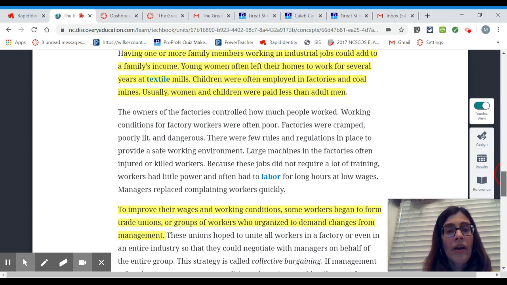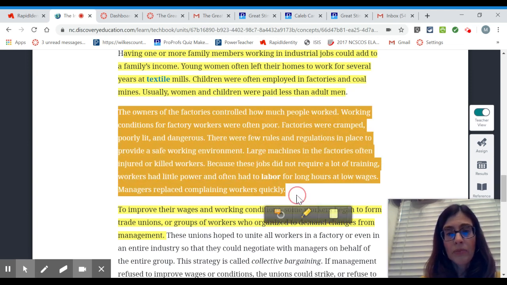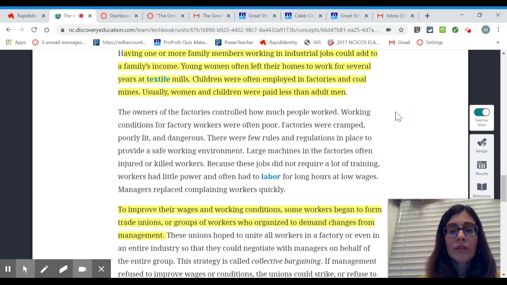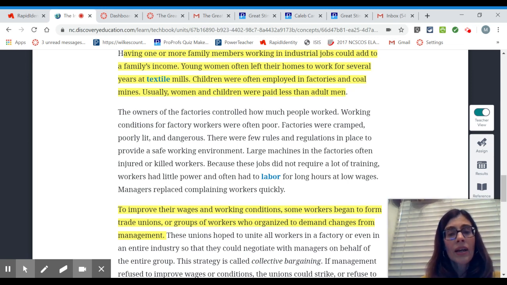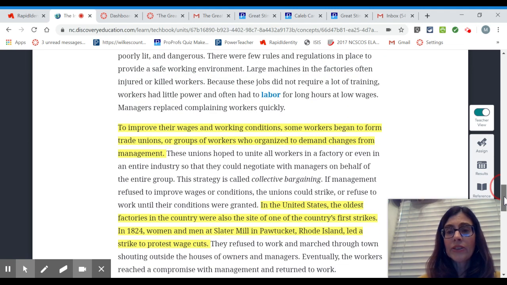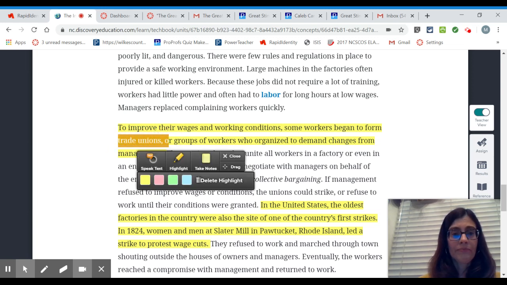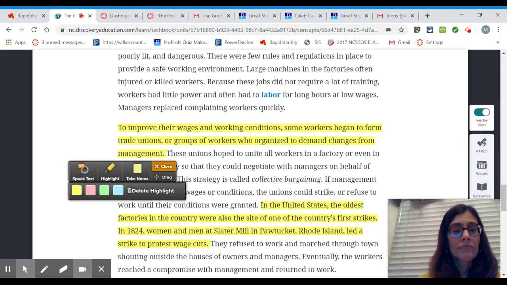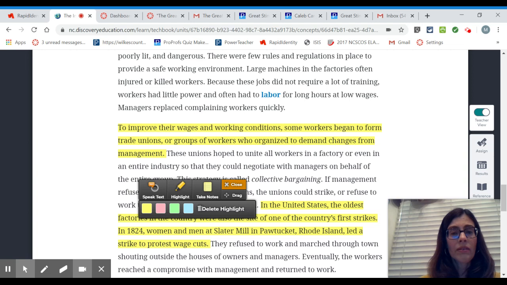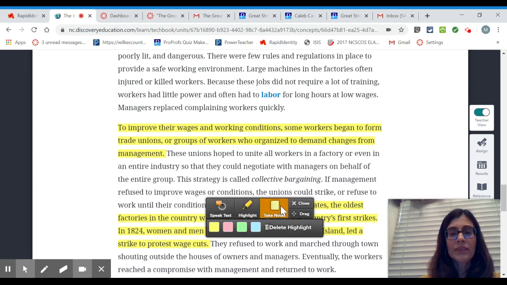All right, the next paragraph goes on to talk about the conditions of the factories, and we covered that already when we did our Duxter's article. But the idea was that the conditions were so bad that the workers decided to unite to form a trade union. And they would protest and make negotiations.